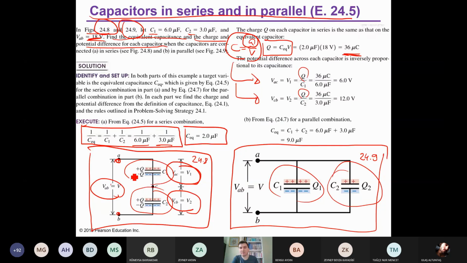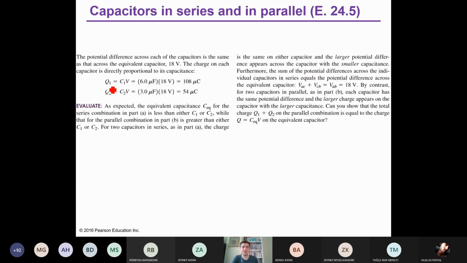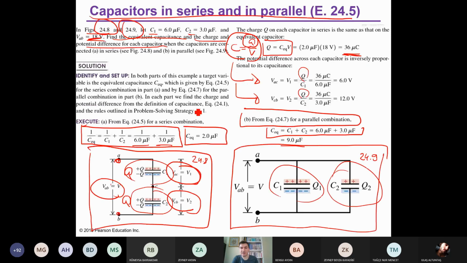In this case, the equivalent capacitance is given with this expression. It is given with 9 microfarad. And Q1 is given with C1 times V. Now we have the same potential for the capacitors, but we have different Q charges. In case of series connection, we have different potentials, but the same Q charges. Don't forget this one. Then you can calculate Q1 and Q2.